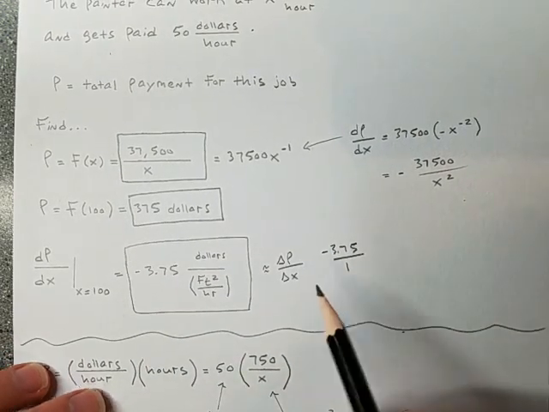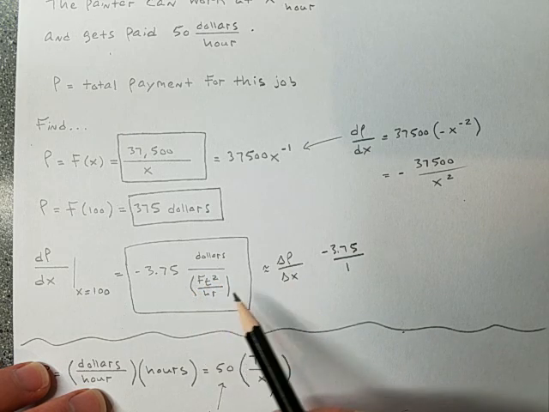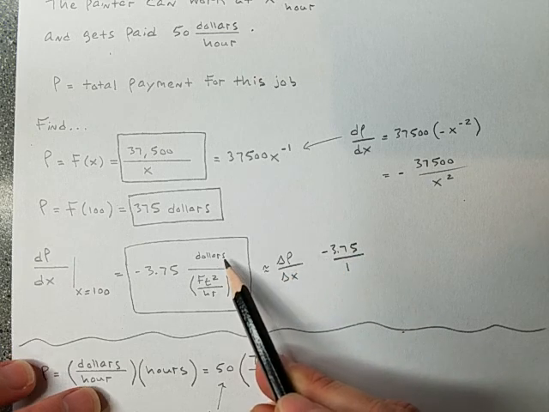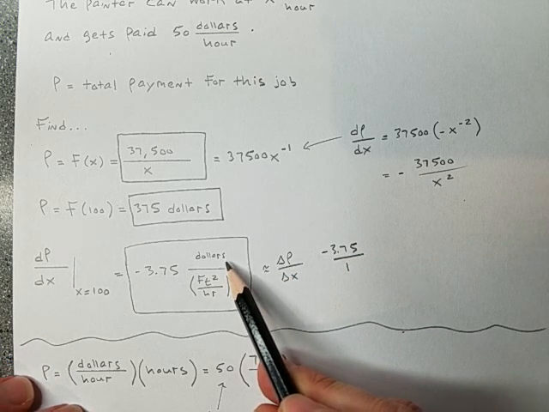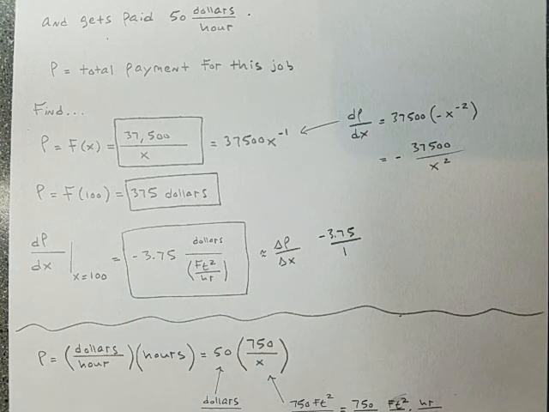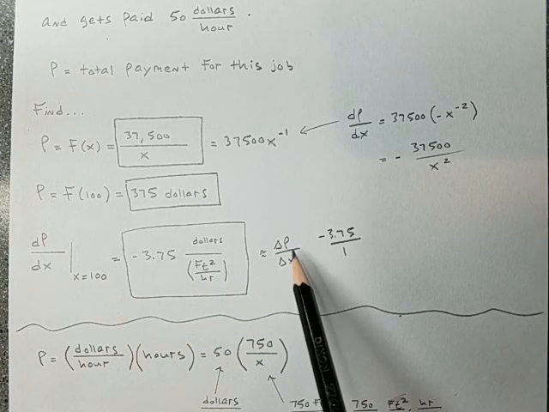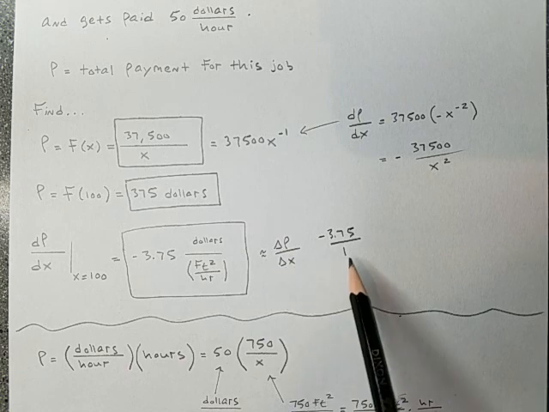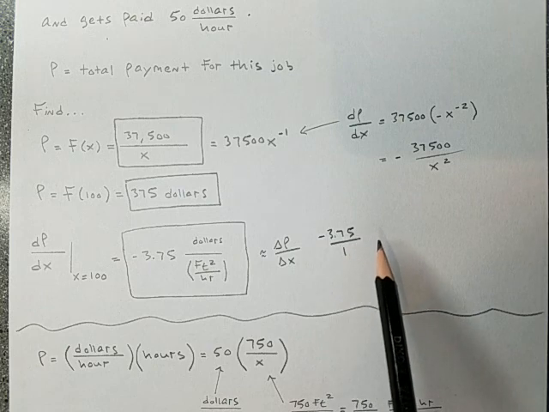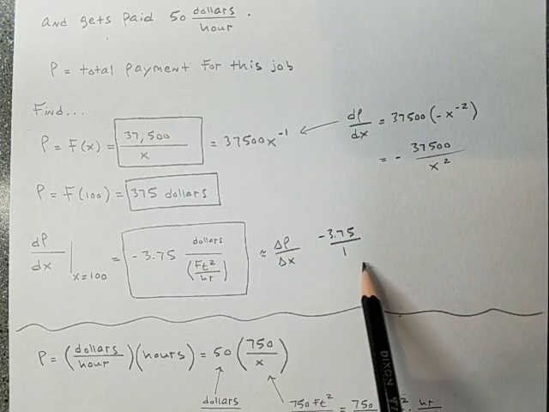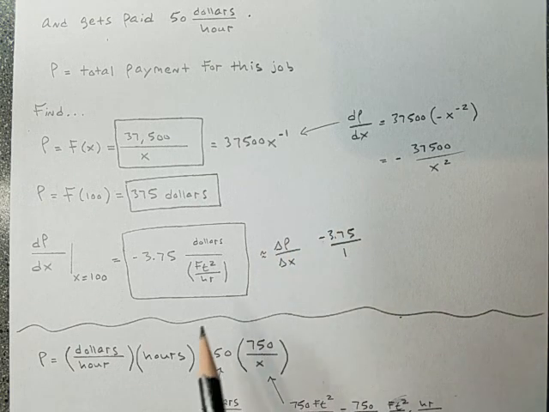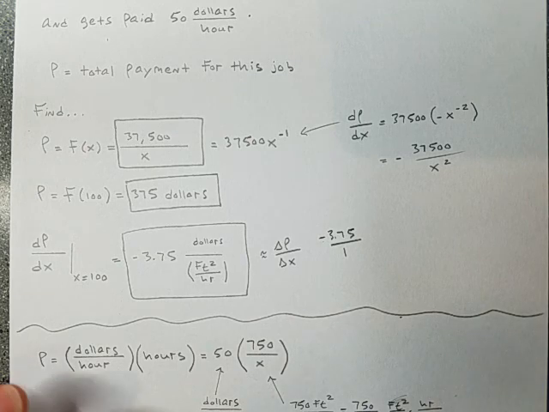So it's like saying this: for every square foot per hour faster you work, you get paid $3.75 less for this job. Remember, that's how we can interpret that number. The derivative is roughly equal to the deltas, the actual changes. So delta x is 1, put a 1 under there since it's not a fraction, and delta p will be negative 3.75. For every square foot per hour faster you can work, you'll get paid $3.75 less because of the negative. All right, so that's my first example I want to show you.